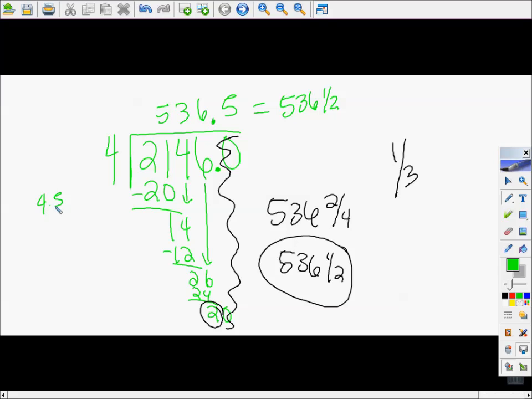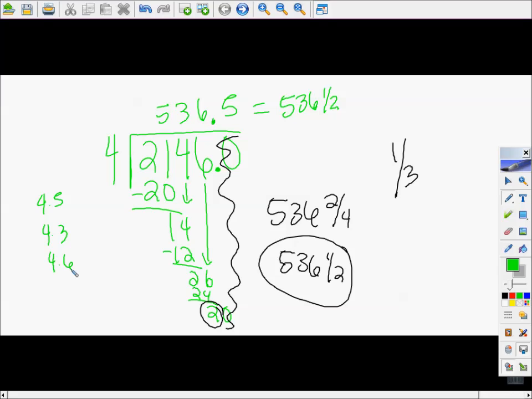And then I do 20, and then I bring down the 1, and then I bring down the 4. 4 goes into 14. How many times? 3. So in my head, I do 4 times 3, which gives me 12. Then I subtract, get 2, bring down the 6. Then 4 goes into 26, 6 times. 4 times 6 is 24. That's why we have this example ready to go.